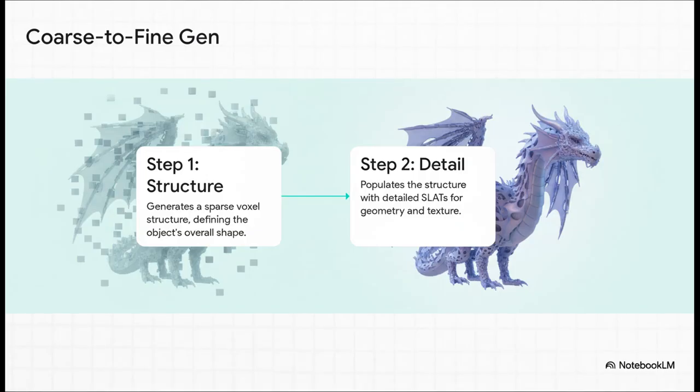So if you look at it from a high level, the whole process is broken down into two main stages. The best way to think about it is coarse to fine. In stage one, the model basically creates a sparse voxel structure. You can picture this like a rough, blocky sculpture made out of Legos. It gets the overall shape and size right, but there's zero detail. Then, in stage two, it goes back to that blocky sculpture and populates it with all the detailed SLATs, filling in all the complex geometry and textures. It's like going from a rough sketch to a finished painting.